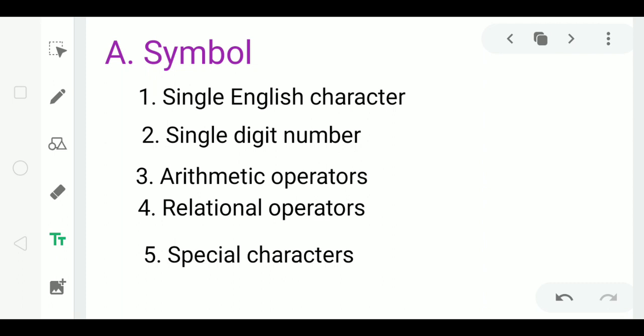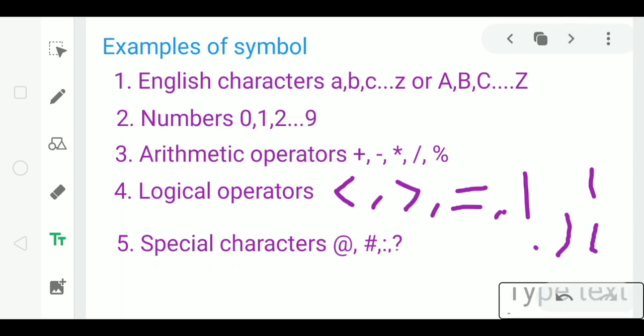For example, A, B, C, D, either A or B or C or Z or P or Q in lowercase, or capital A or capital B or capital C or any other character.